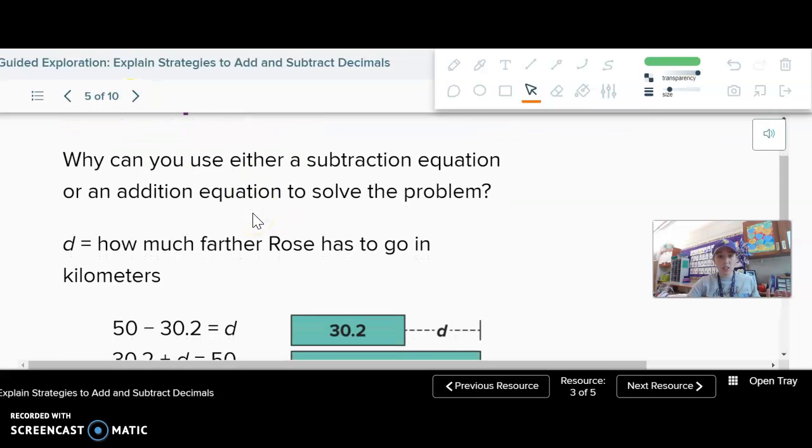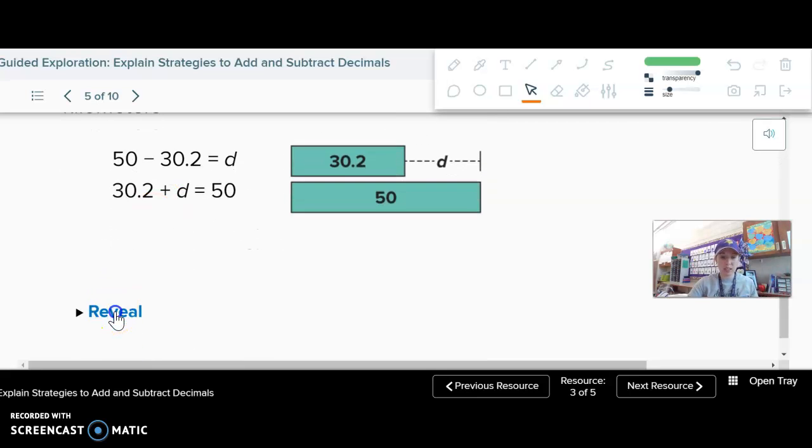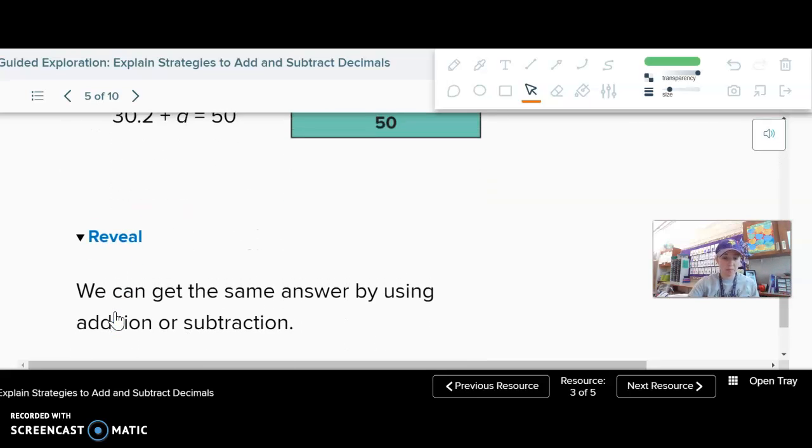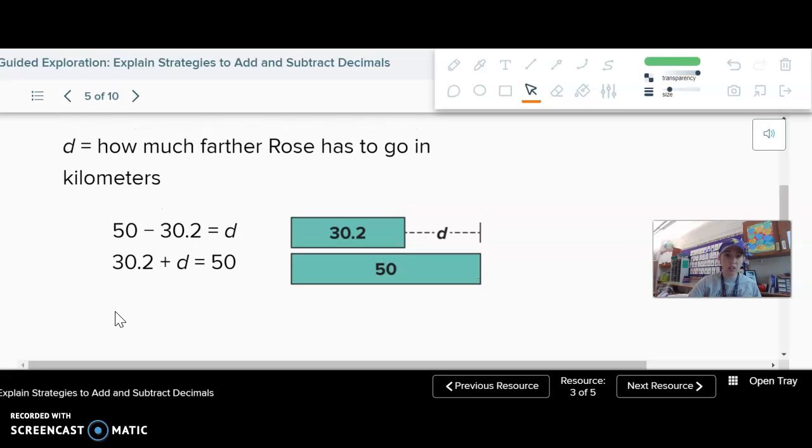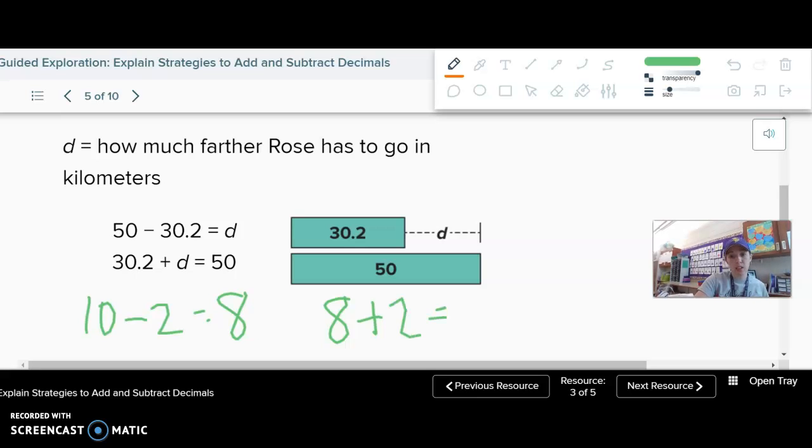Why can we use either subtraction or addition? Well, they'll get us the same answer. So either one will work. It's good to know how that interacts. Just like if I say 10 minus 2 equals 8, well, I can say 8 plus 2 equals 10. Knowing how numbers are connected like that will help us solve problems.